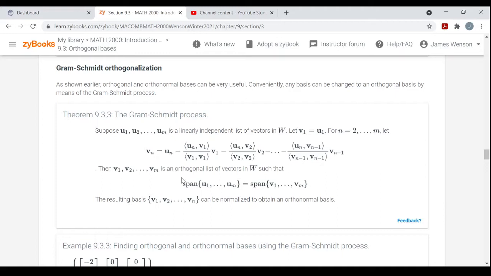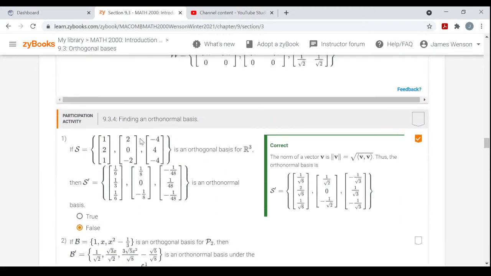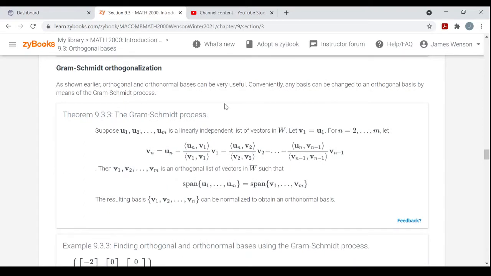And then therefore you can also construct an orthonormal basis, because once you've constructed an orthogonal basis, like S up here, then you just normalize each vector and you'll get an orthonormal basis. Right? Yeah, so this goes over the procedure.